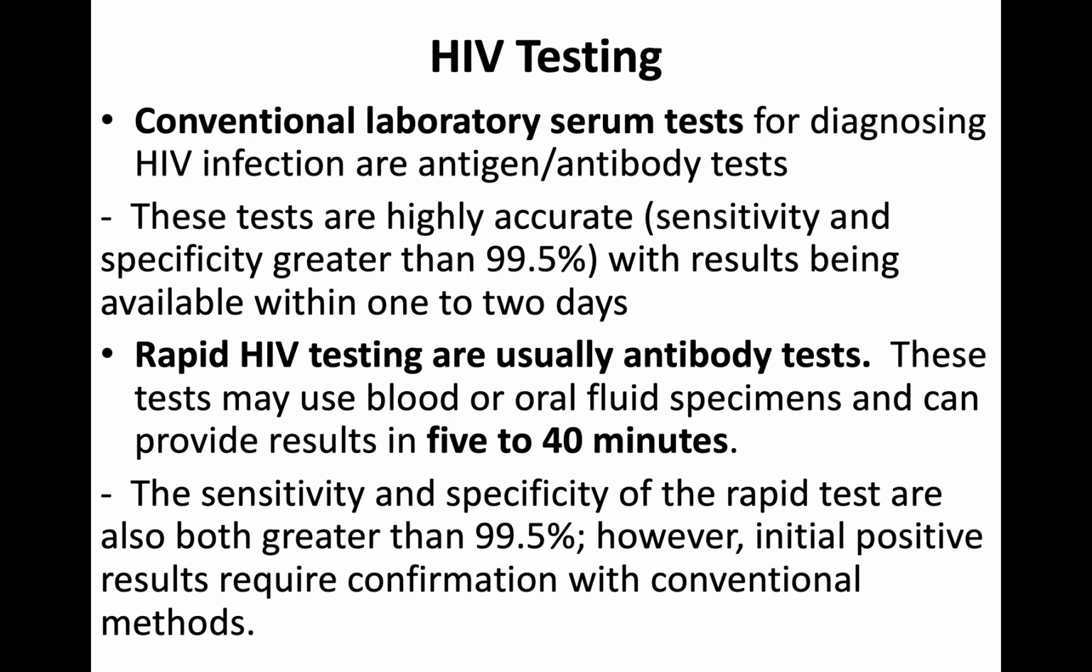The ways of screening now, there are laboratory tests. You can go to the hospital or the clinic and have a serum test, which really approaches 100% accuracy, and the results are available in 1 or 2 days. There are all sorts of rapid HIV tests available now that use oral secretions, and those are also extremely reliable. You can get them back in 5 minutes, actually, these rapid tests, but a positive test would still need to be confirmed with conventional testing.